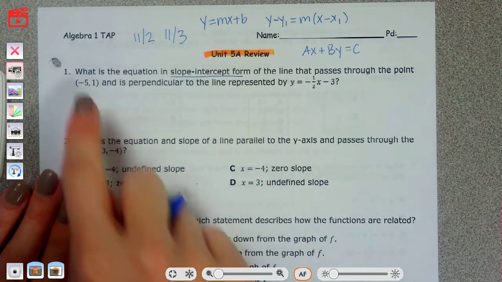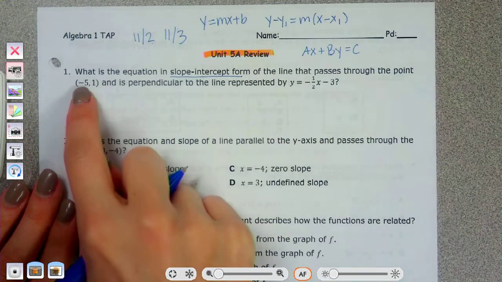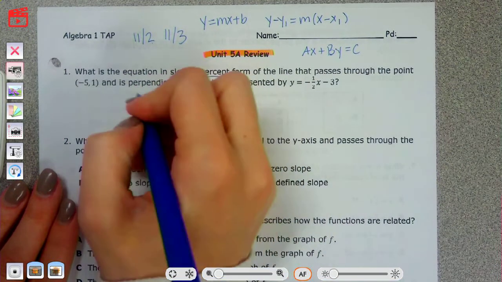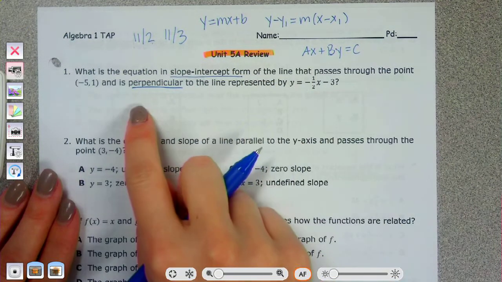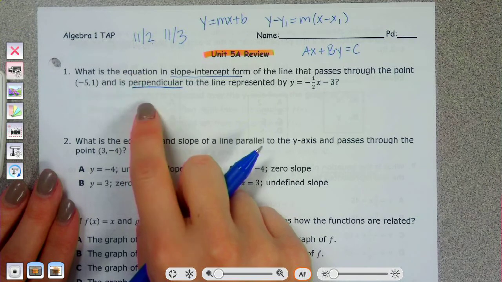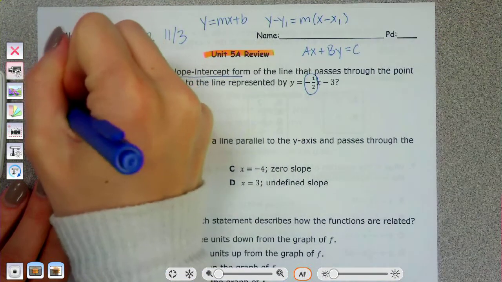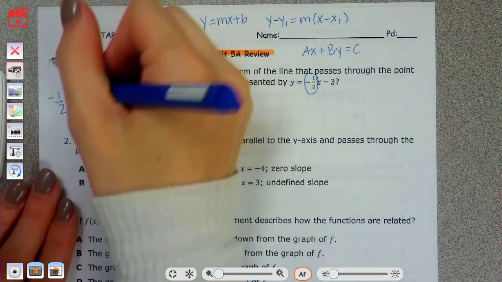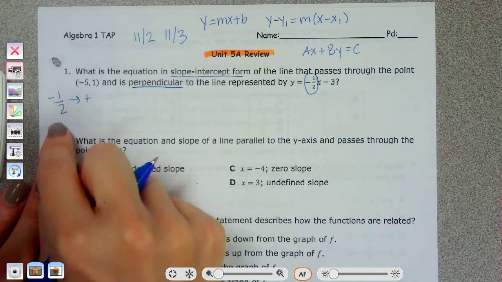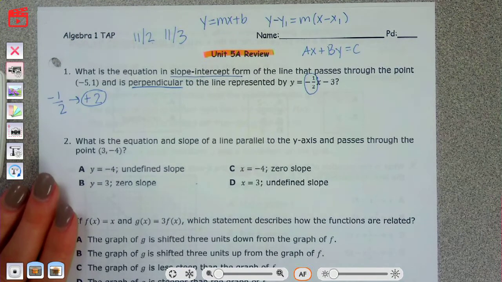Okay, so the first one says, what is the equation in slope-intercept form of the line that passes through the point negative 5, 1 and is perpendicular to the line represented by this? So we know a perpendicular slope is opposite reciprocal. So my slope is negative 1/2. I'm going to take negative 1/2 and make it opposite reciprocal. So negative goes to positive, and 1/2 is going to go to 2/1. So my slope is a positive 2.